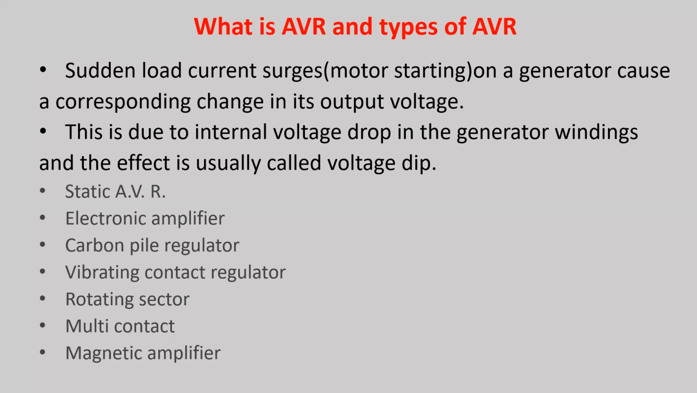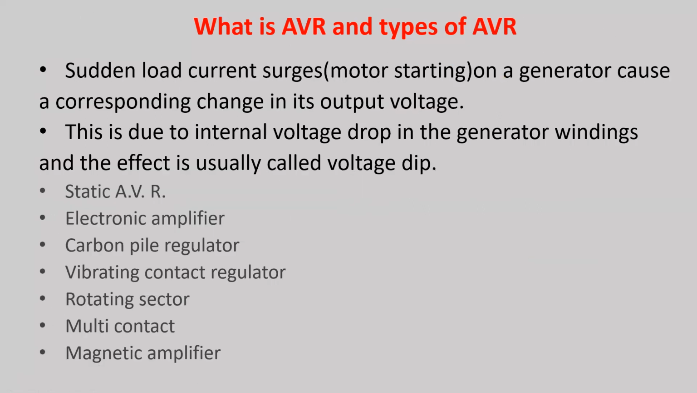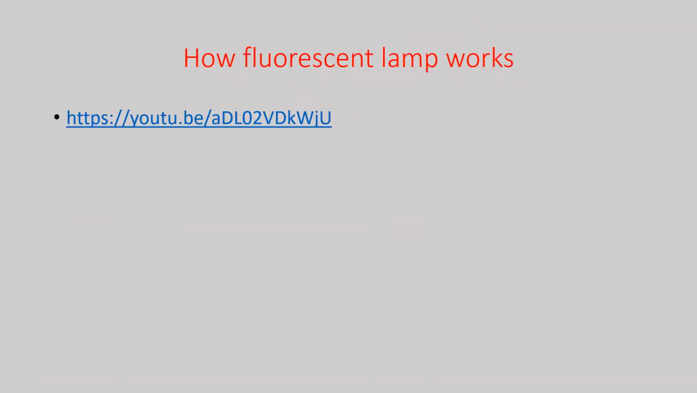In my next lecture, I'll explain how this AVR works, how the static AVR, electronic amplifier and carbon pile regulators work. Separately I will give the circuit diagram and explain the working. Now this question is about what is AVR, what is AVR for, and what are the types of AVR. The working principle will be seen later. Okay, then we'll go for fluorescent lamp working.